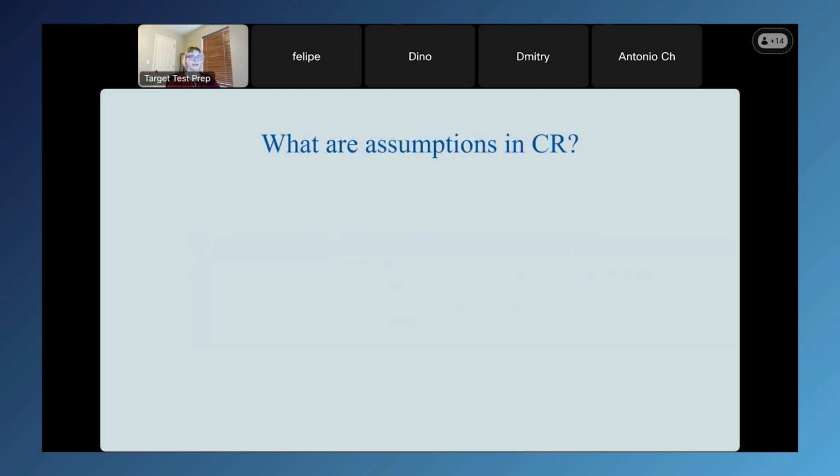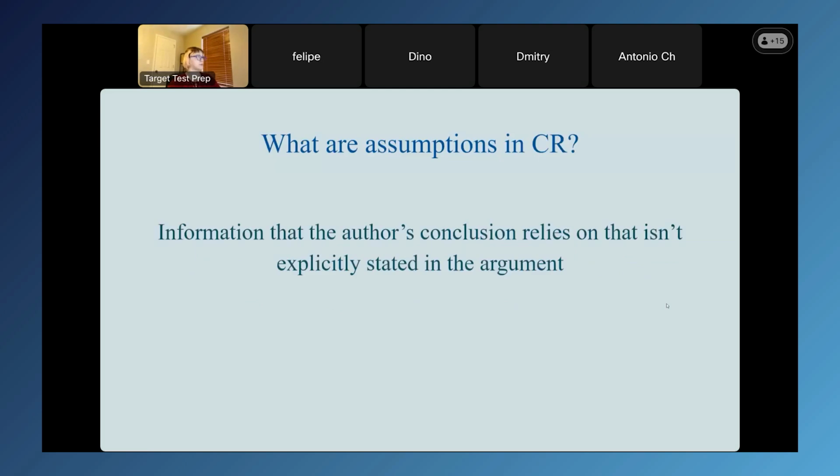So let's start with what are assumptions. This is information that the author's conclusion relies on that isn't explicitly stated in the argument. It could be obvious, it could be subtle, it could be something that you think goes without saying, but anything that has gone without saying is vulnerable to criticism. So there are lots of assumptions in even very basic arguments, and it is good to get a feel for noticing them.